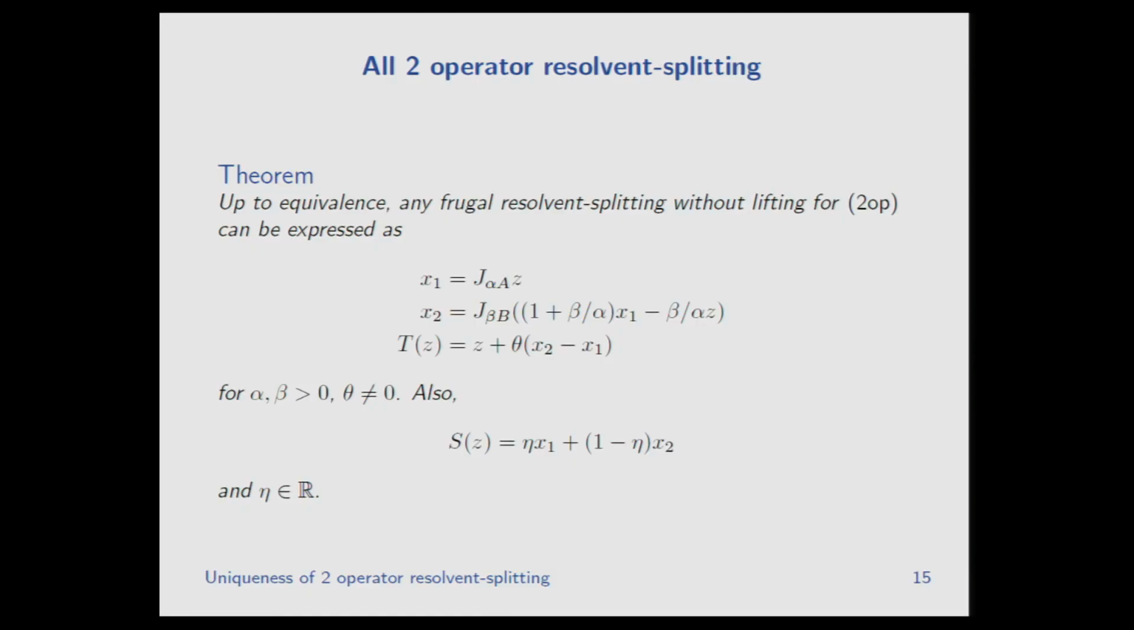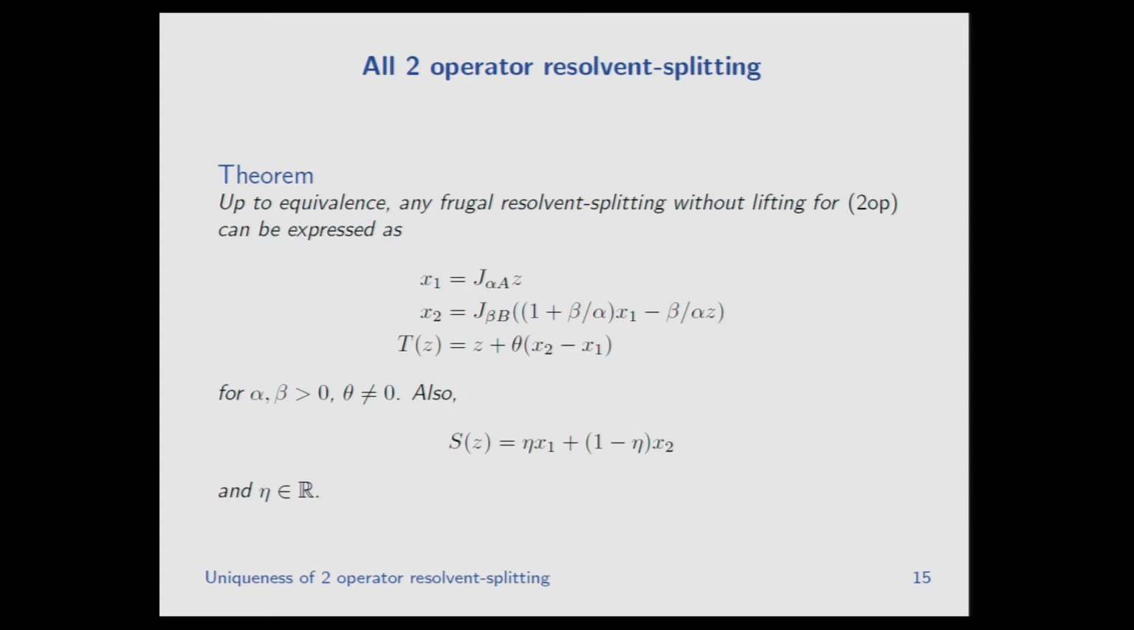OK, let's get to the first theorem. Up to equivalence, any frugal resolvent splitting without lifting for the 2-operator problem can be expressed in this way. Here I'm imposing three conditions. Condition number 1 is frugal. Condition number 2 is the resolvent splitting. And condition number 3 is without lifting, so it maps from R^d to R^d. I am not imposing convergence. Convergence I'll talk about soon.